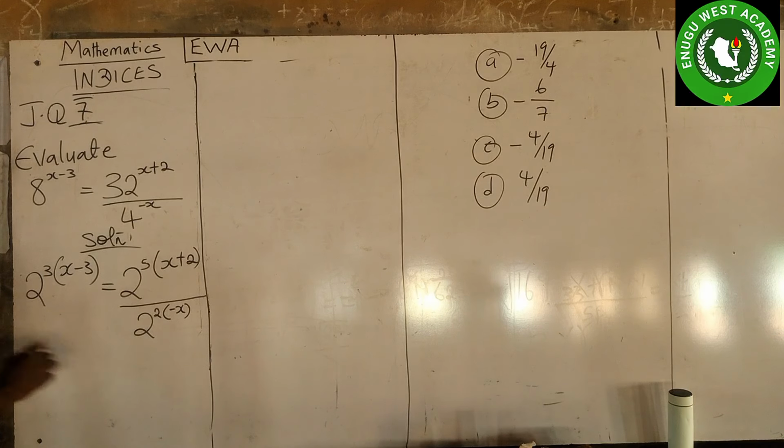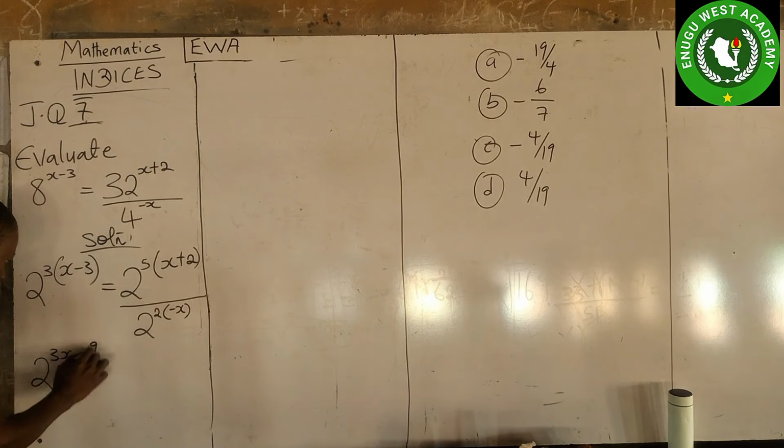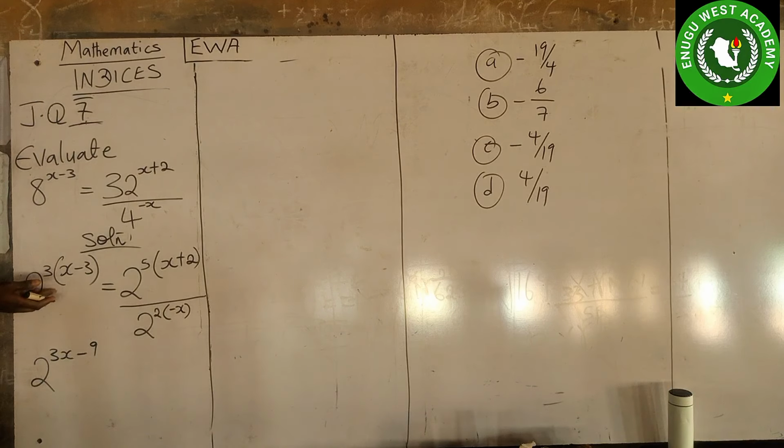Now, let's open the bracket. We're going to have 2 raised to power 3 times x is 3x, minus 3 times 3 is what? 9. Remember, if you're multiplying, you multiply the powers. 3 times x, 3x. 3 times minus 3 is minus 9.